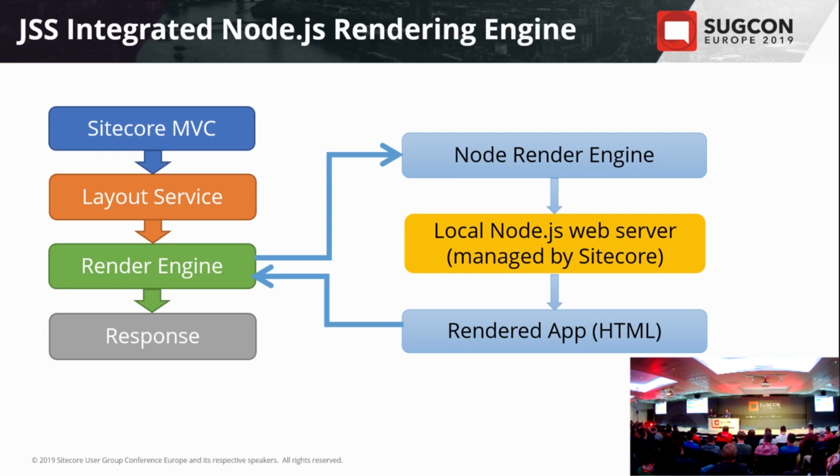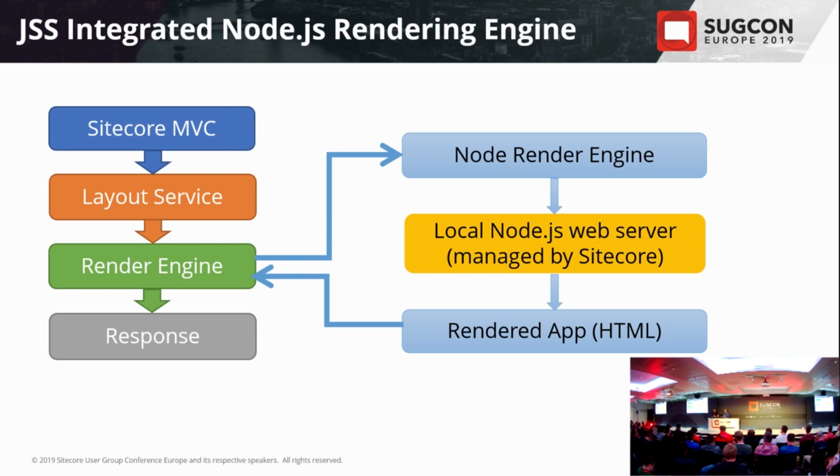So how does that work with Node.js in the picture? Currently, with JSS and integrated rendering, Sitecore has some code that basically spins up and manages Node.js instances for you. We have pooling and things like that all happening behind the scenes. We create the node instance and then we tear it down when it's not needed anymore.